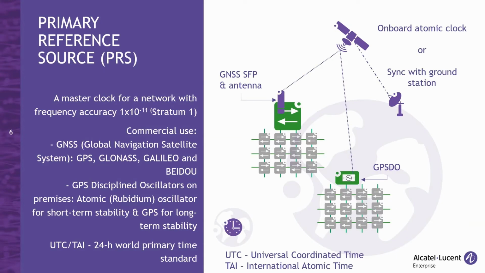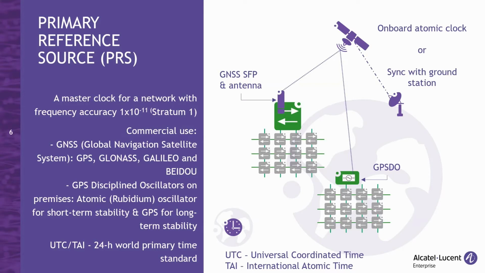As already mentioned, it is a grandmaster clock to which all slave and boundary clocks are synchronized within a network. At the same time, a grandmaster clock must also be synchronized to a primary reference source or primary reference clock, which is basically a common reference clock such as Coordinated Universal Time or UTC. UTC is the primary time standard by which the world regulates time, and it is the successor of Greenwich Mean Time. Clocks that are synchronized to UTC provide the same hour, minutes, and seconds all over the world. Another example of world time standard is International Atomic Time or TAI.